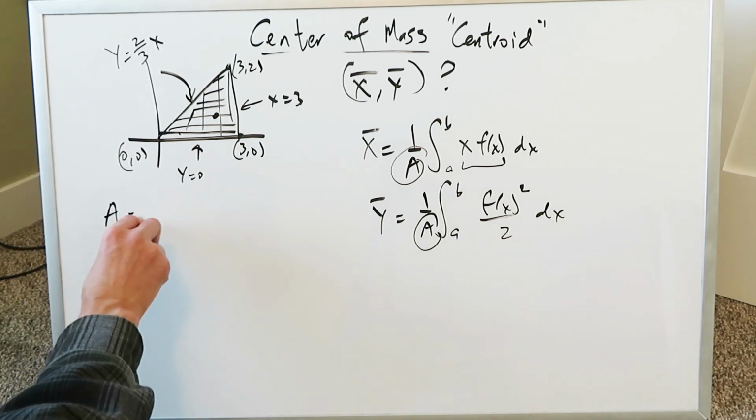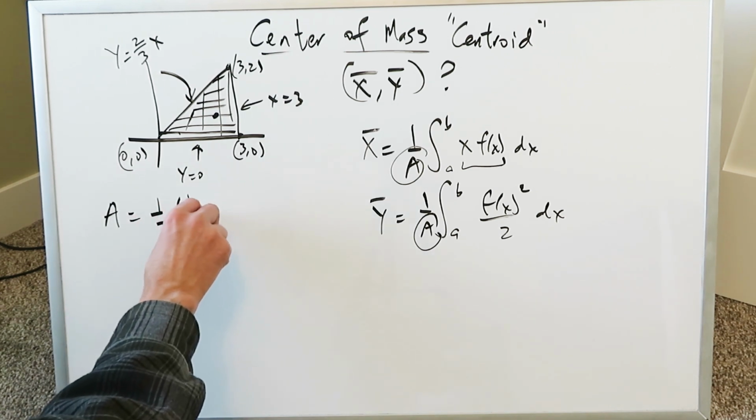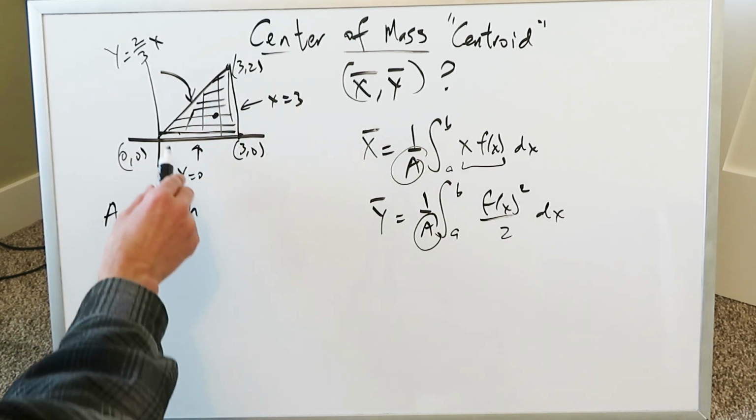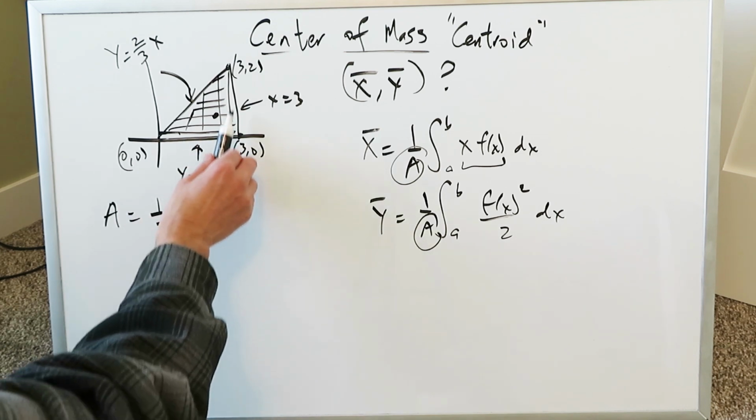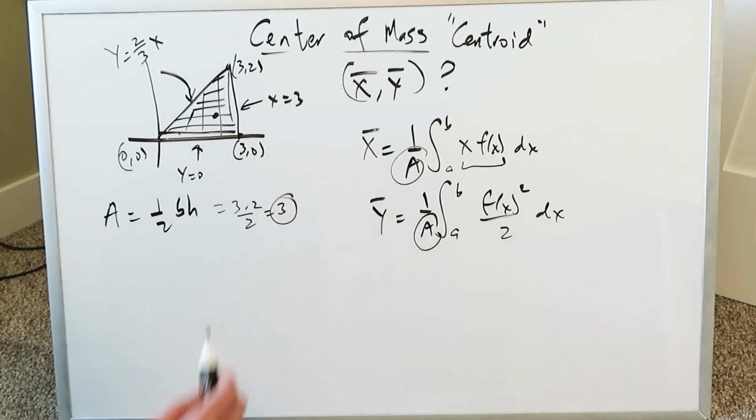Let's first determine area, and the area doesn't have to be anything more than half base times height. Because we have a geometric shape, we can do that. We have a base over here of 3, we have a height of 2. You'll have 3 times 2 divided by 2, which is 3. I know in all instances the area is 3.